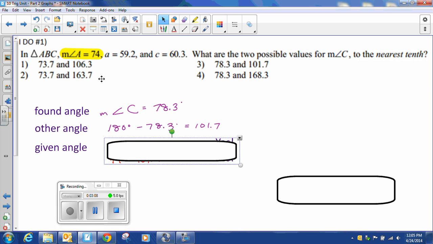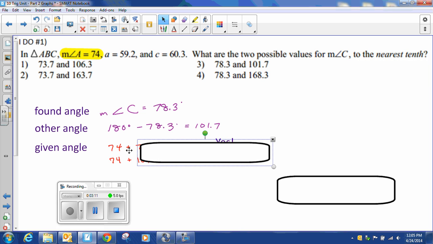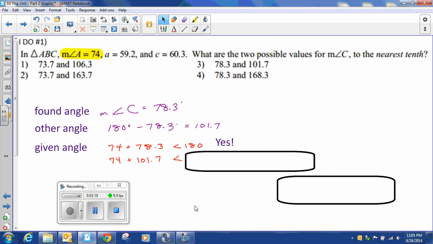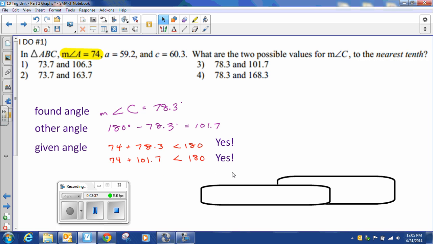We take the original angle of 74, and to that we add 74 plus 78.3. That was the found angle. Determine if that's less than 180. Yes, it is. We do the same thing, 74 plus 101.7. This was the other possible angle, to find out if there's enough room to fit a third angle to produce a triangle. So once again, it has to be less than 180, and 74 plus 101.7 is like 175.7, and that is indeed less than 180. So there are 2 triangles that exist, and both of those possible values for C are 78.3 and 101.7.